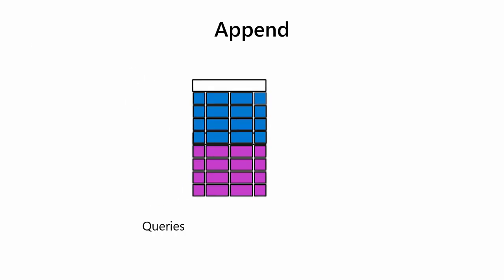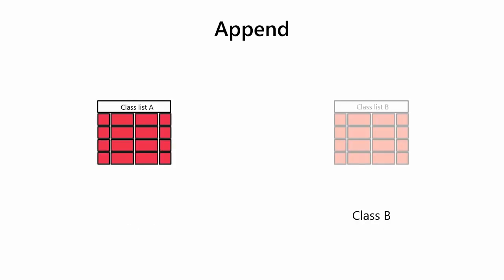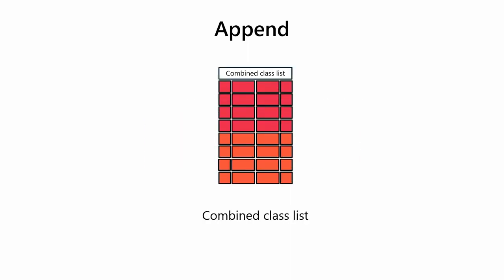When you append queries, you are adding rows of one table or query to another table or query. By adding multiple lists one below the other, you will see an increase in the number of rows. Say, for instance, you have two separate classes, Class A and Class B, that need to take an exam together. To do this, you have to combine the 20 students in Class A with the 20 students in Class B, resulting in a combined class list of 40 students.